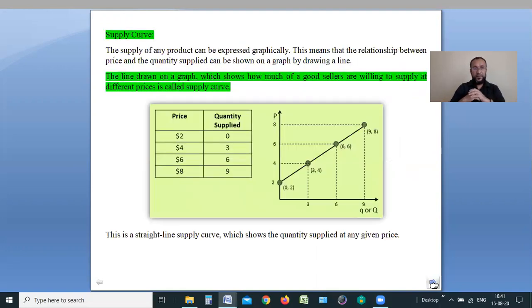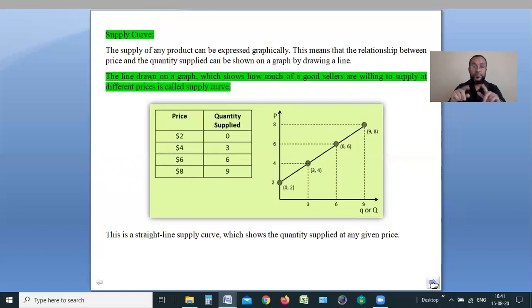Okay, now let's define the supply curve. The supply of any product can be expressed graphically. This means that the relationship between price and quantity supplied can be shown on a graph by drawing a line. So the definition of the supply curve is the line drawn on a graph which shows how much of a good sellers are willing to supply at different prices. It's called the supply curve.